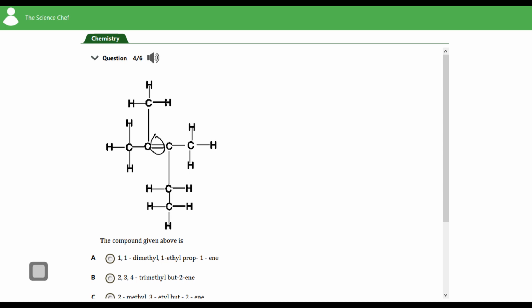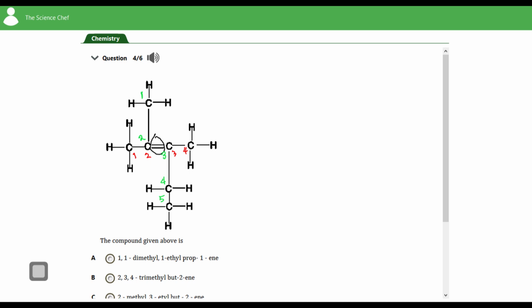The next point is to look at the longest carbon chain containing the functional group in any given direction. So there are many directions in this molecule that contain the carbon-carbon double bond. First here is 1, 2, 3, 4. The other one is 1, 2, 3, 4, 5. Good. Those are the two parts of the molecule that contain the carbon-carbon double bond, the functional group.